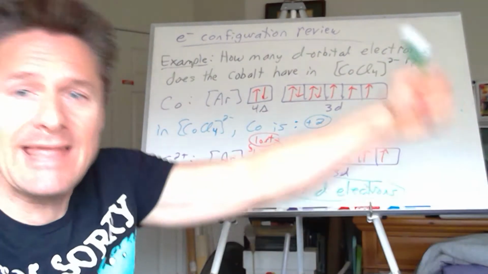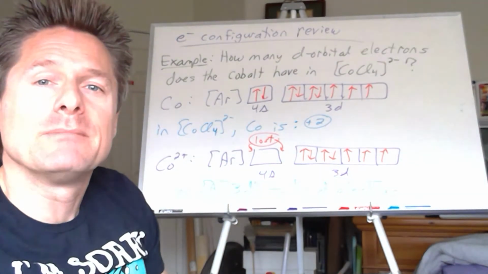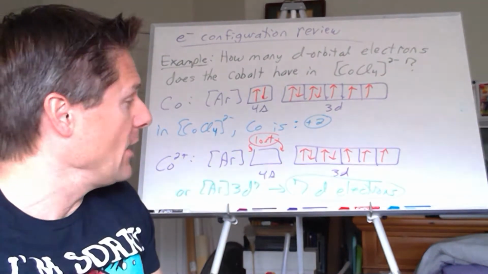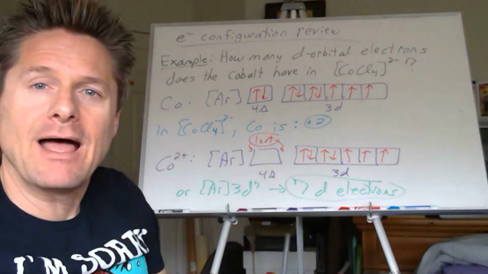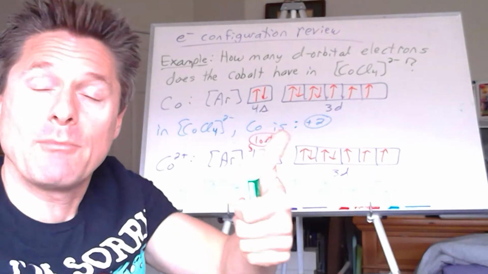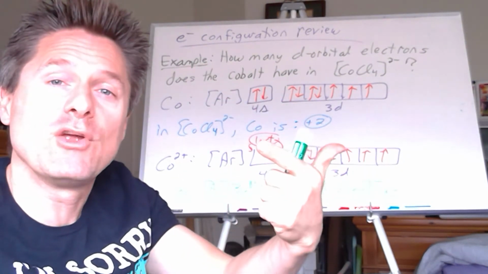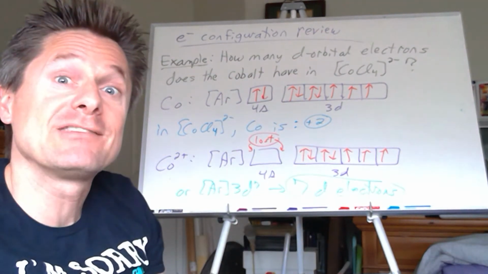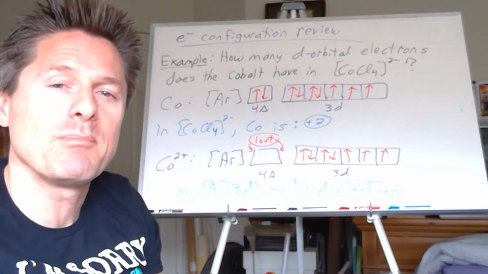We're going to use this technique when we figure out magnetism and color in a later video. Awesome. So we covered the geometry. We've covered how to count the number of d orbital electrons. The last one is the type of ligand. Let's look at the spectrochemical series.